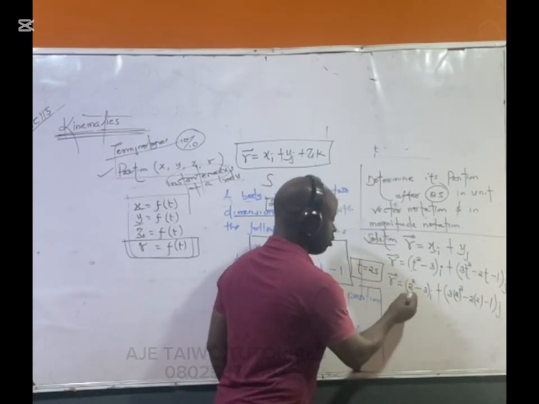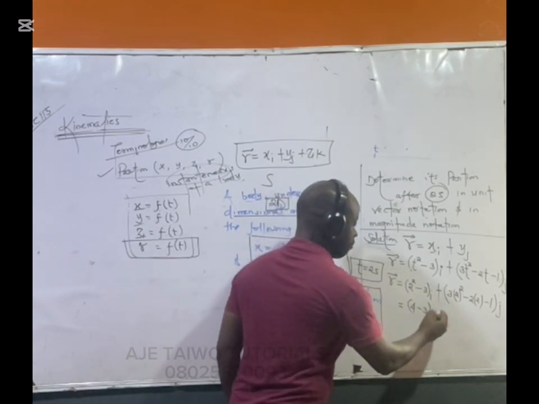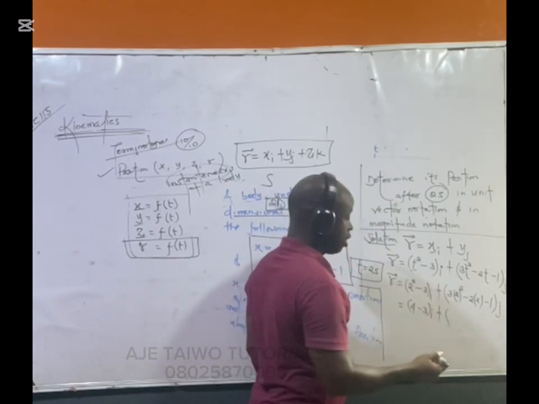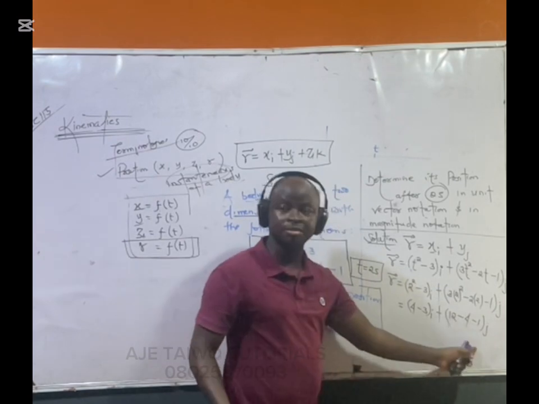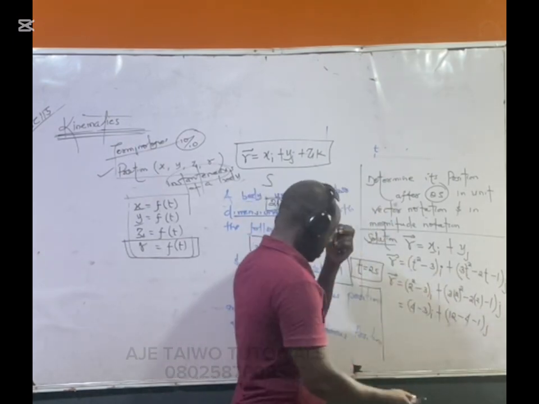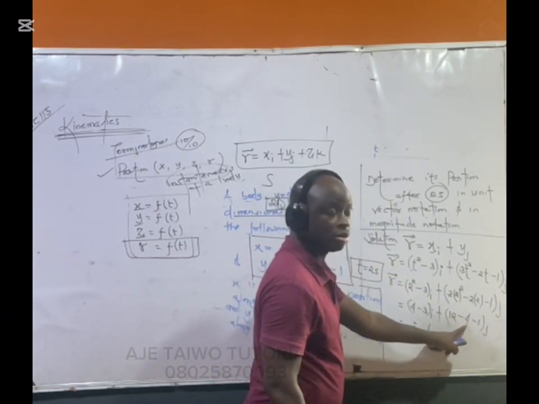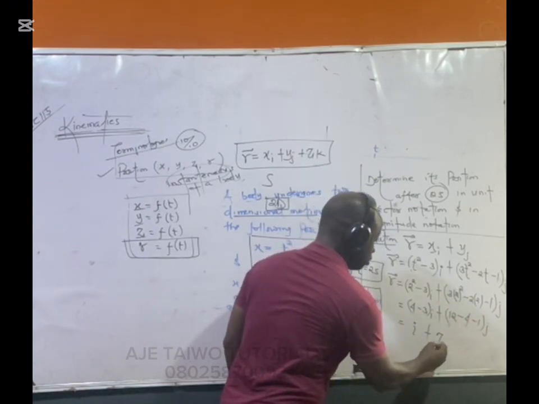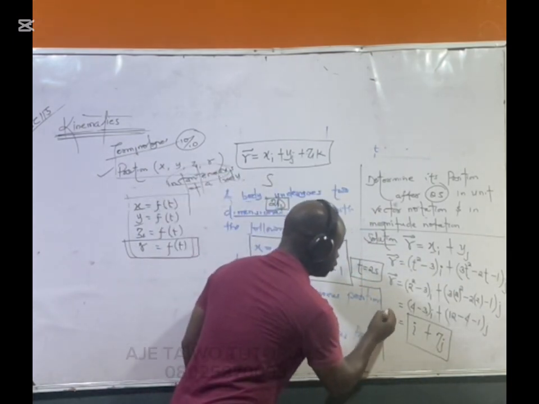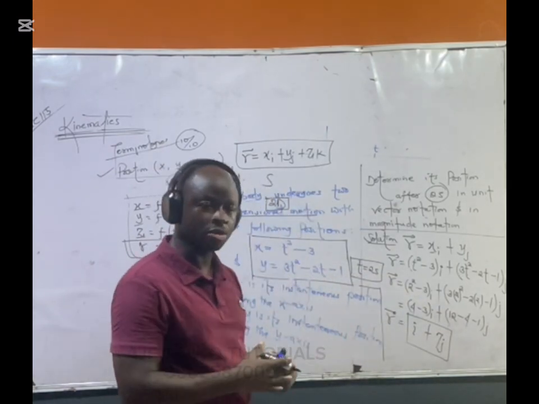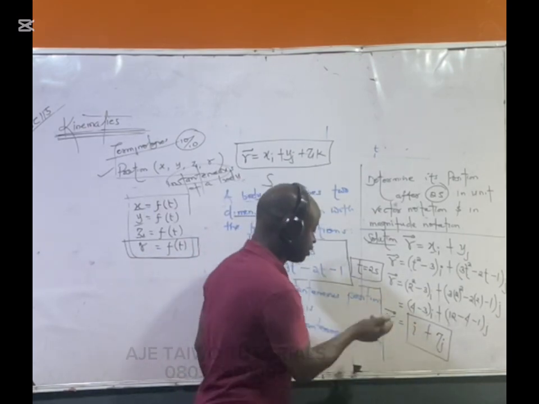Good. At the end of the day, please, what's 2 squared? 4 minus 3. Then put i. Don't forget your i. Plus 2 squared is 4, times 3, 12. 2 times 2, 4, minus 1. Don't forget your j. Your j means this value is along the y-axis. So the final answer: this is i plus 12 minus 4 minus 1, that's 7j. This is our R in unit vector notation: i plus 7j.